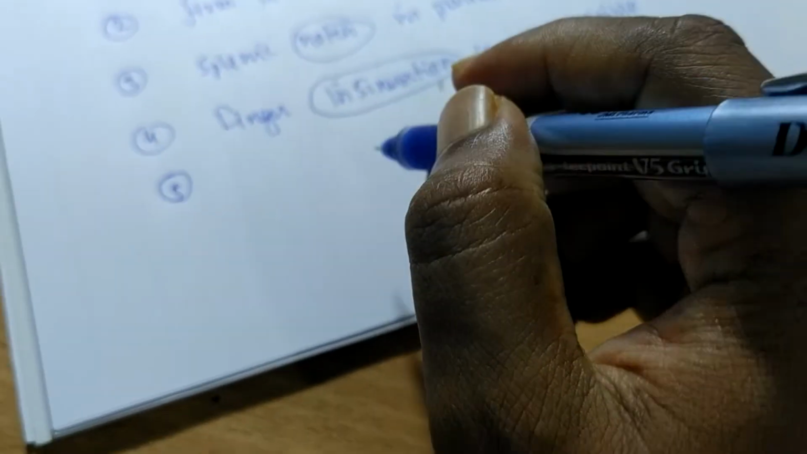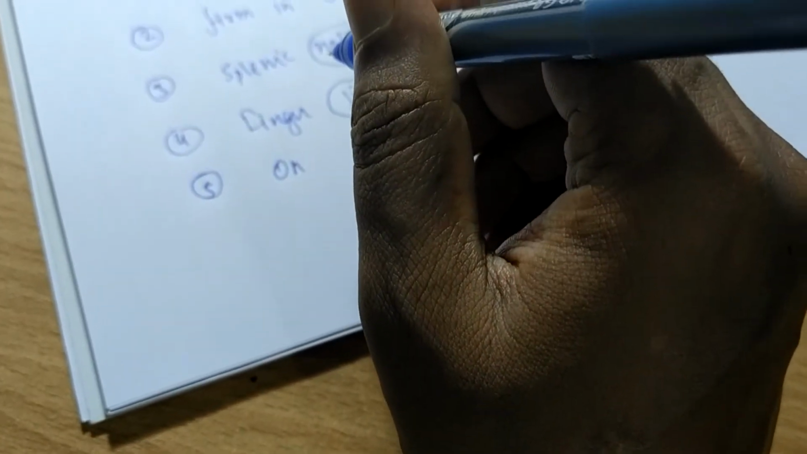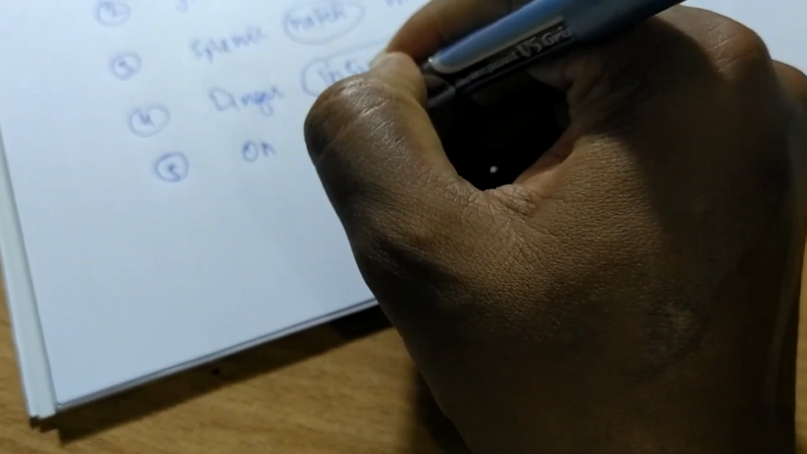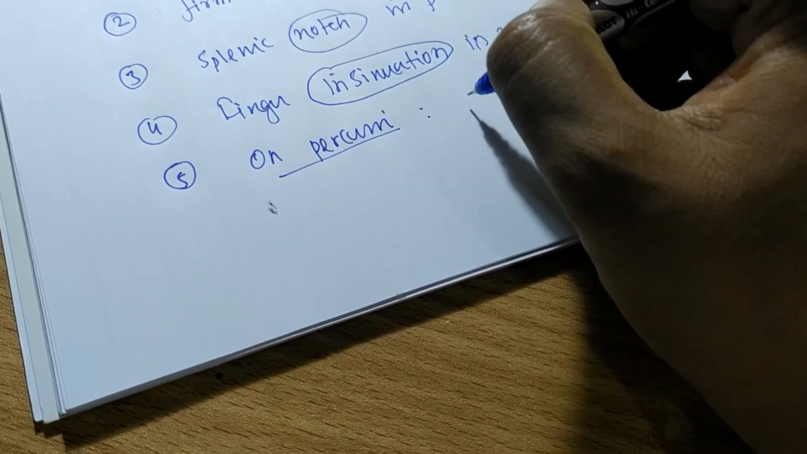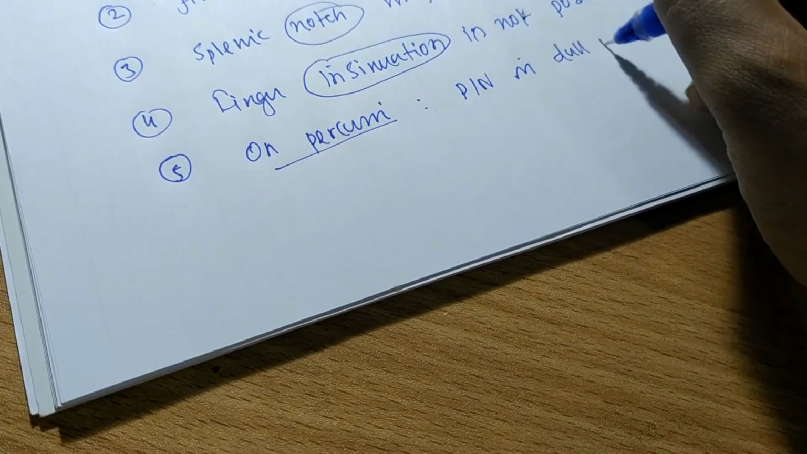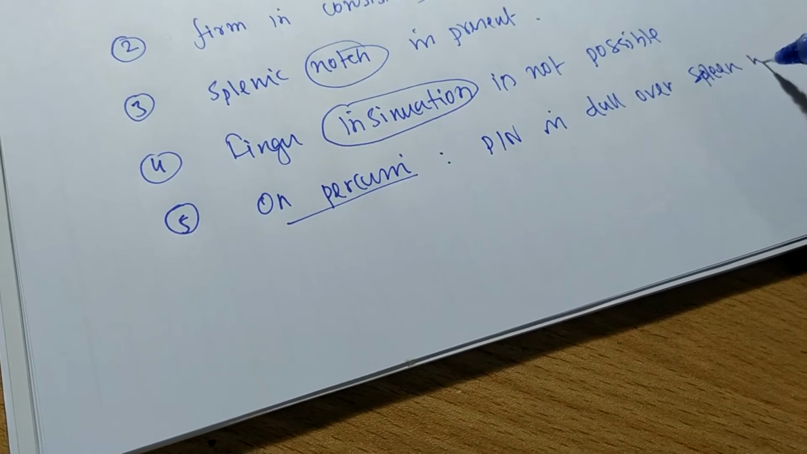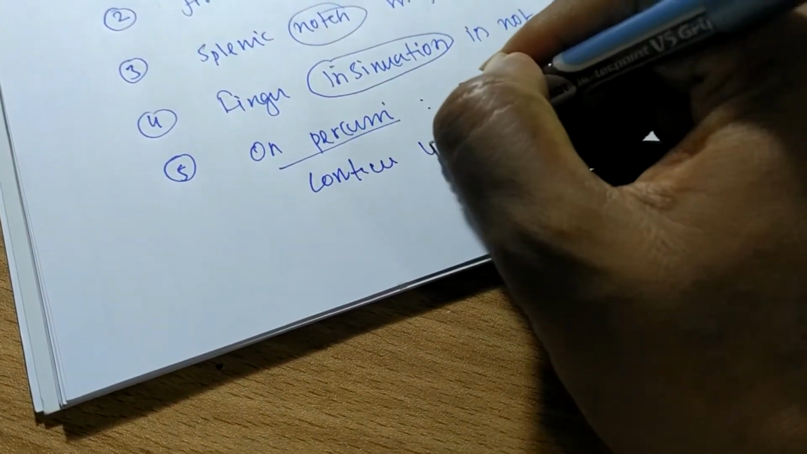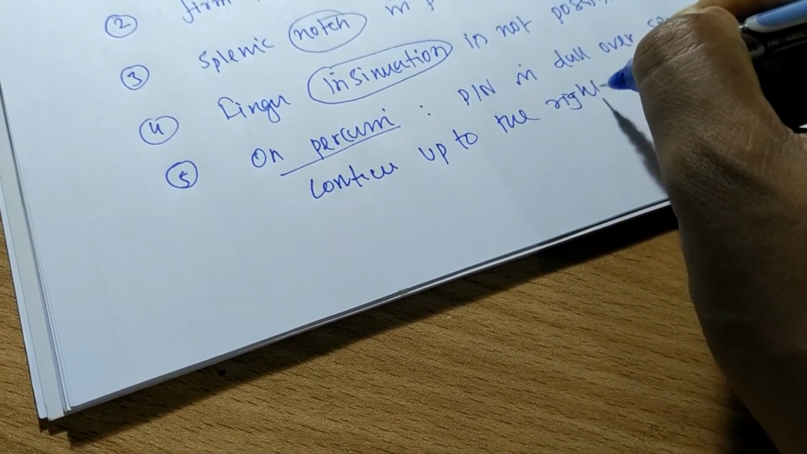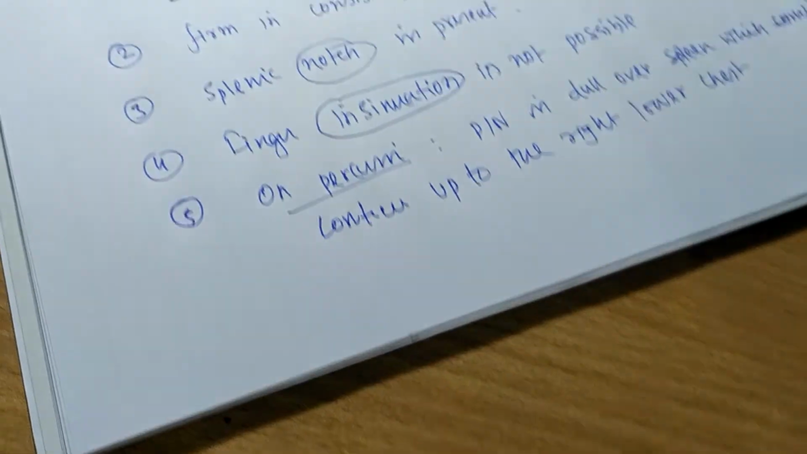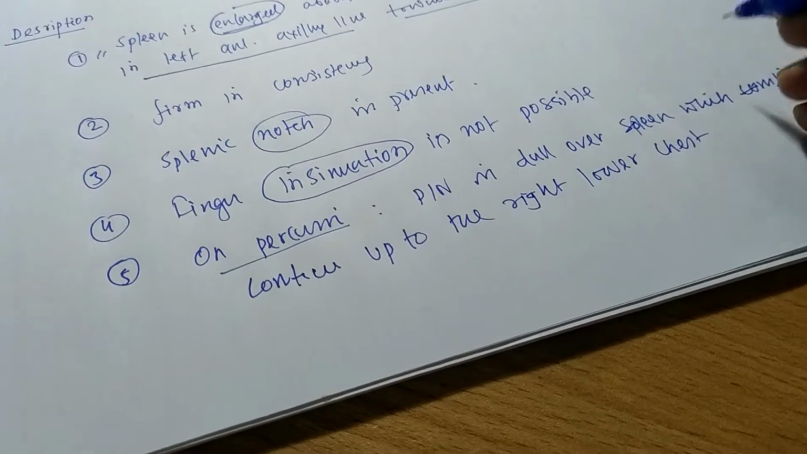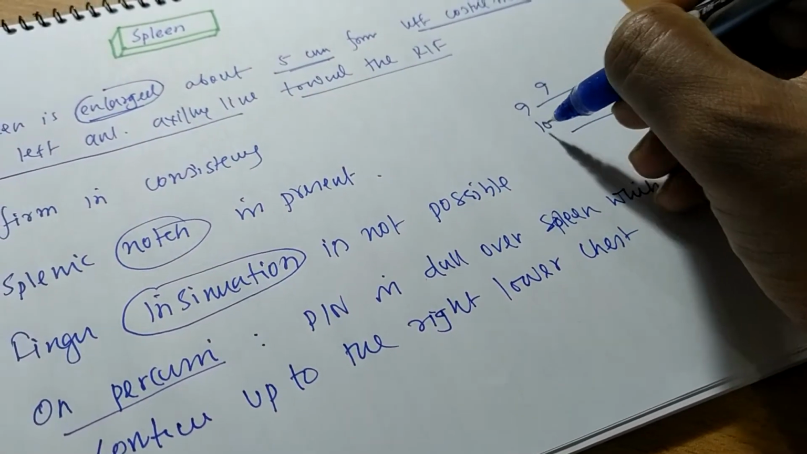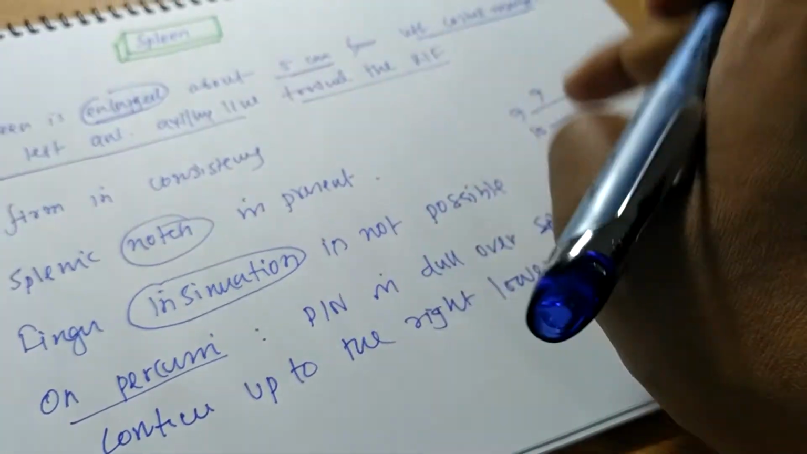And number 5, that is percussion. You know, after getting any mass on the abdomen, you have to percuss, and sometimes you have to auscultate over the mass. So on percussion, the percussion note is dull over the spleen, which is continuous up to the right lower chest. As you know, the spleen lies beneath the 9th, 10th and 11th ribs, along the 9, 10, 11 ribs.